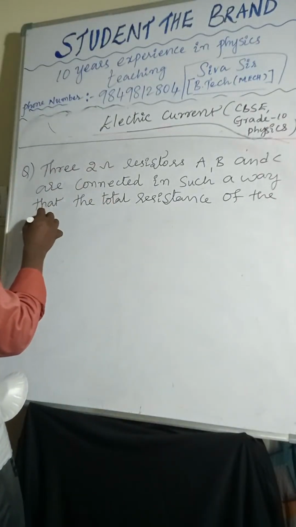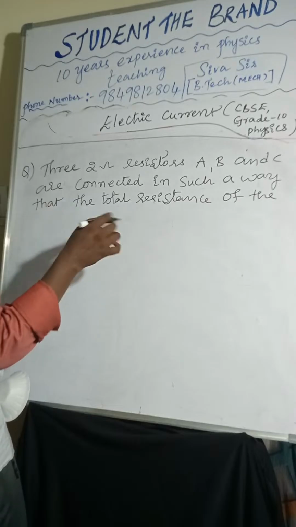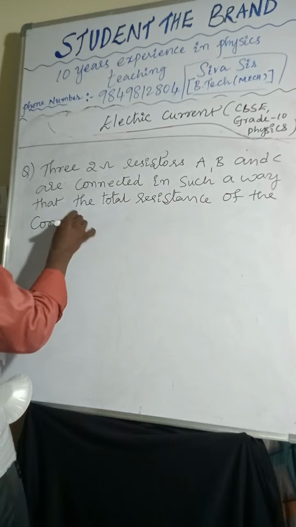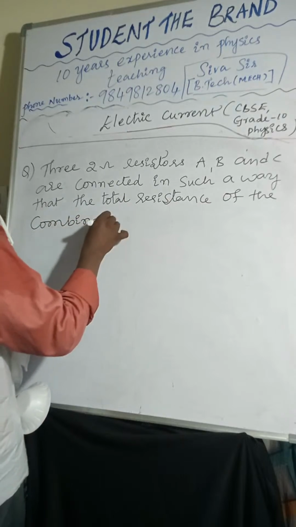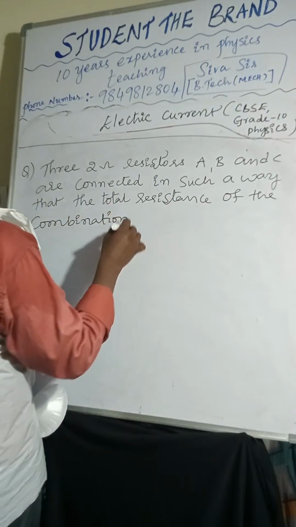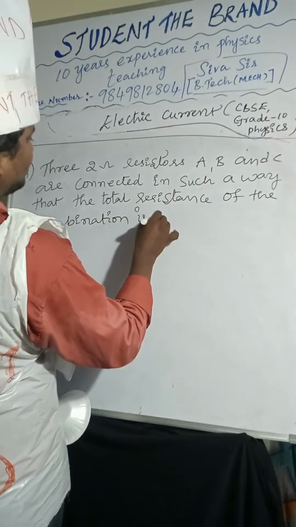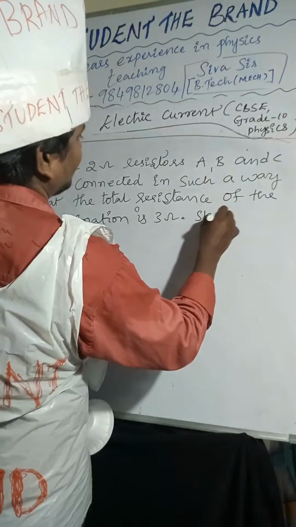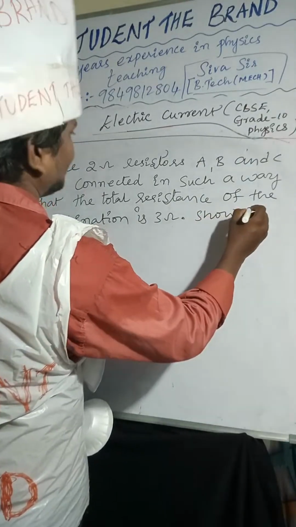Of the combination, the total resistance of the combination is 3 ohm. Show the arrangement.